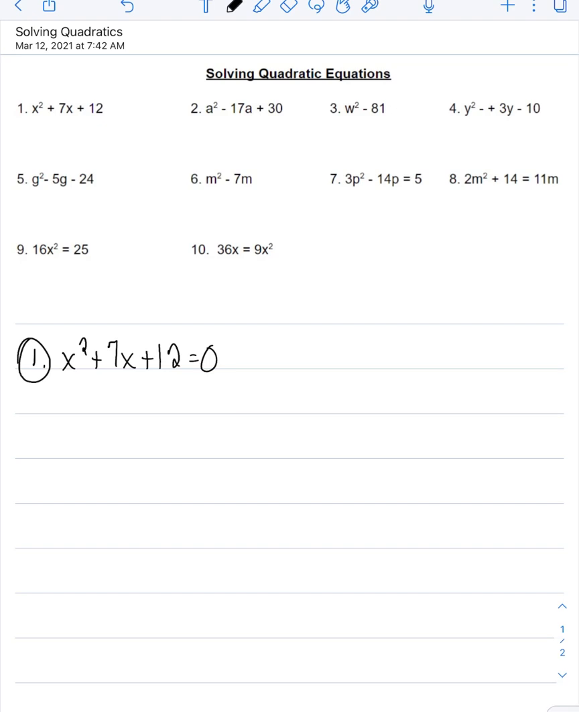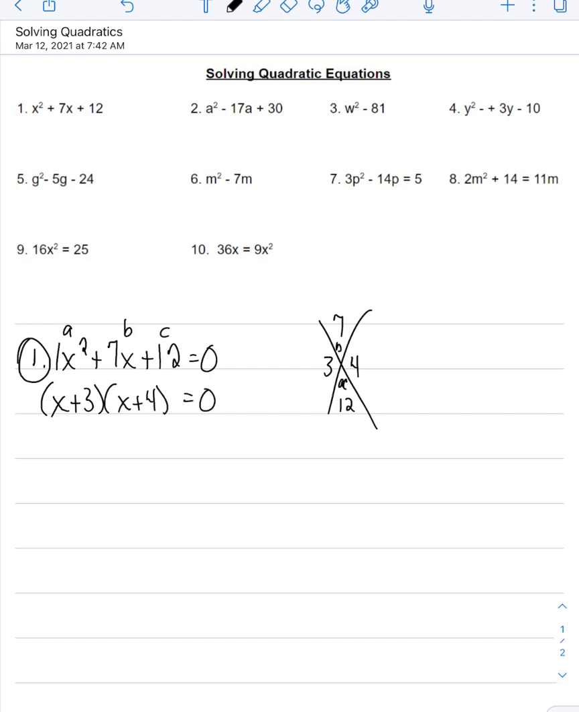Looking at this, the best strategy is going to be factor using magic X. So magic X has your back, A, B, C. So our B is 7. 1 times 12 is 12. And I can already tell that I'm going to use 3 and 4. So let's factor that. X plus 3 times X plus 4 equals 0.